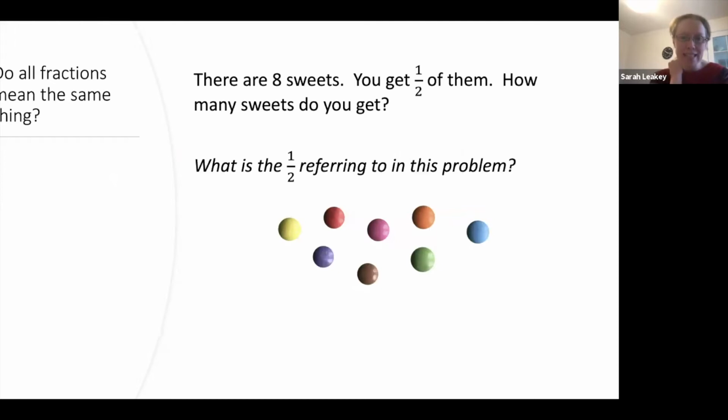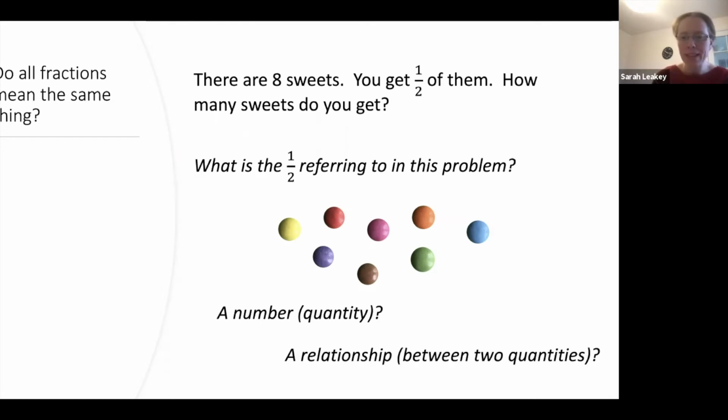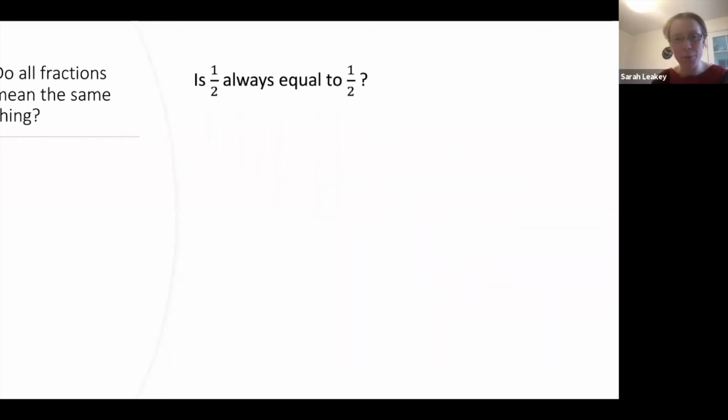The other thing I want us to consider at the beginning of this is whether all fractions mean the same thing. So if you take this example here, there are 8 sweets, you get 1/2 of them. How many sweets do you get? What's the 1/2 referring to in this problem? Is it a number as in a quantity, i.e. it's 2 Smarties or 3 Smarties or whatever that is? Or is it a relationship between 2 quantities? Well, this 1/2 isn't referring to 1/2 of a Smartie. It's this relationship between 2 quantities, between the number I get and the total number there are.